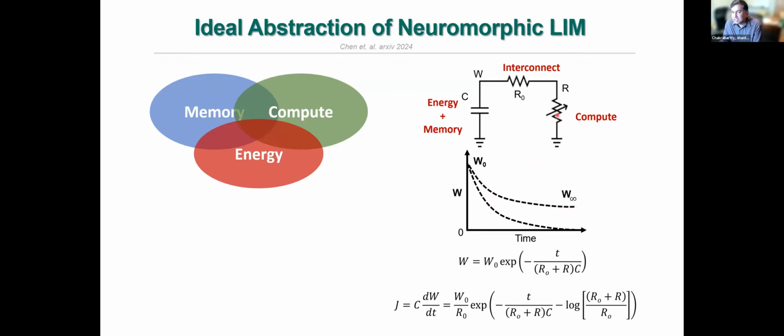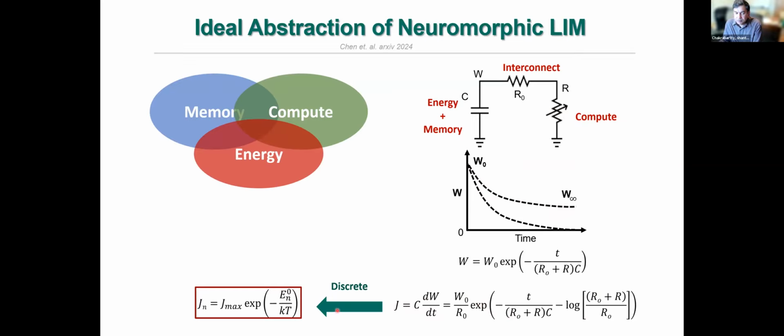Now, because we are simultaneously changing the resistor, this differential equation becomes a little bit difficult to analyze. So what we do is that we discretize this. We say that, okay, we are going to change the resistor in steps. But if you look at this equation, this J, which is the current, I can model everything inside this exponential as an energy barrier function that changes with respect to time. And then this quantity tells me what is the maximum rate, or the maximum current, that is allowed.